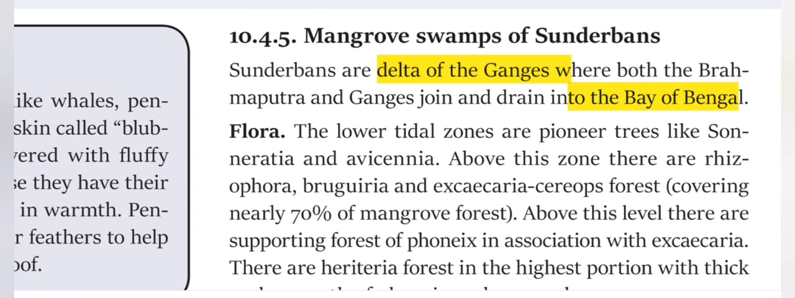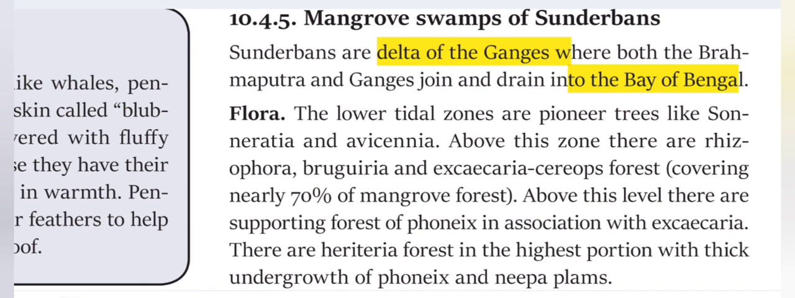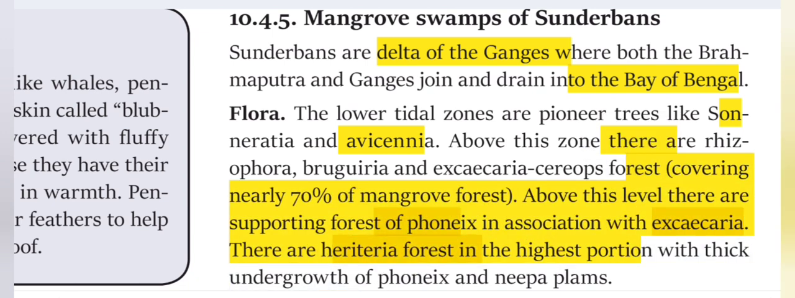So flora, the lower tidal zones have pioneer trees like Sonneratia and Avicennia. What is in the lower tidal zone? Sonneratia and Avicennia. Above this lower tidal zone, there are Rhizophora, Bruguiera and Excoecaria shrub forest, covering nearly 70% of mangrove forest. Above this level, there are supporting forests of Phoenix in association with Excoecaria. There are Heritiera forests in the highest portion with thick undergrowth of Phoenix and Nipa palms.